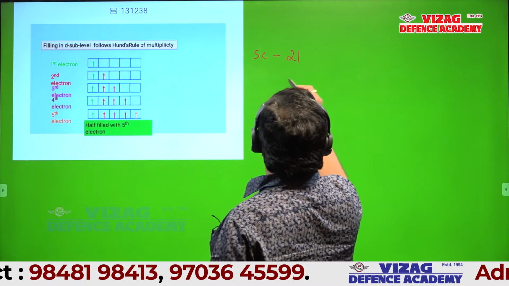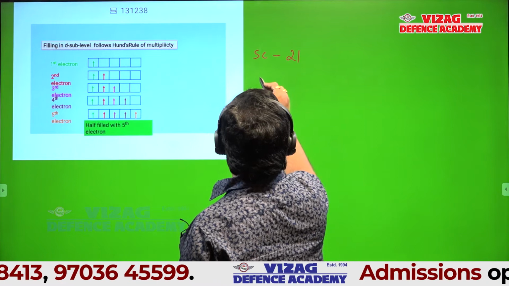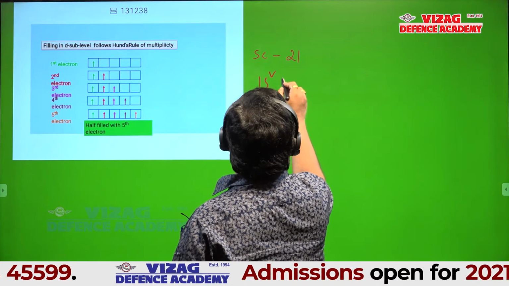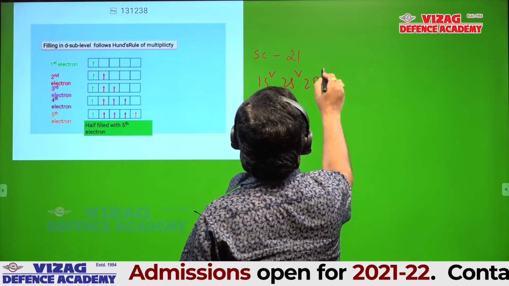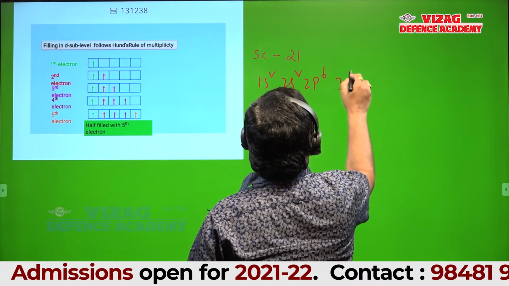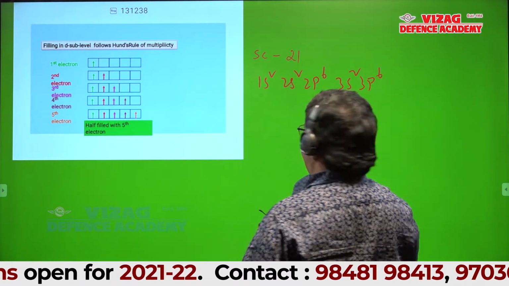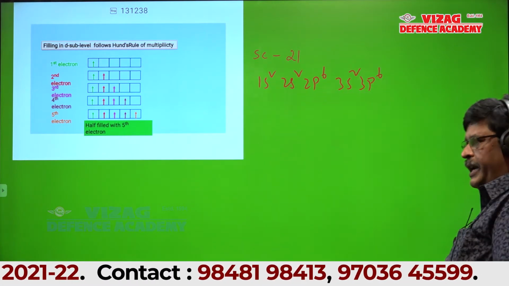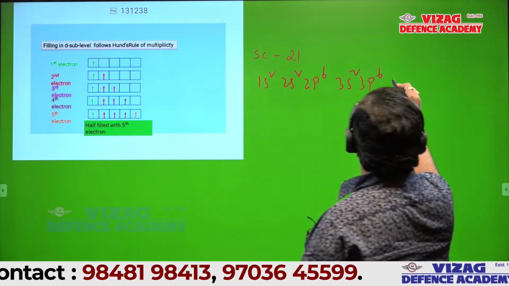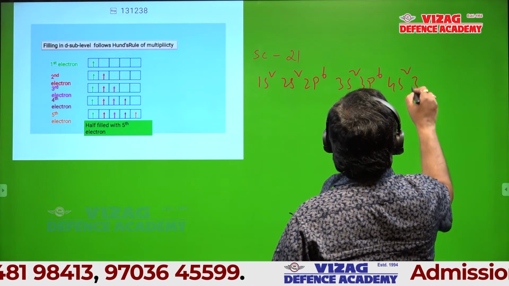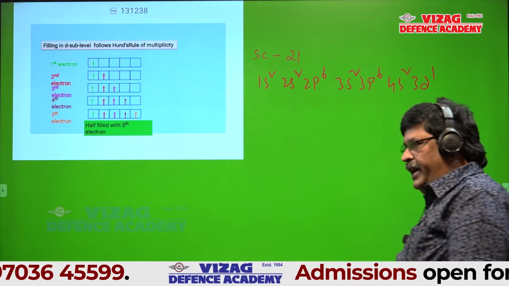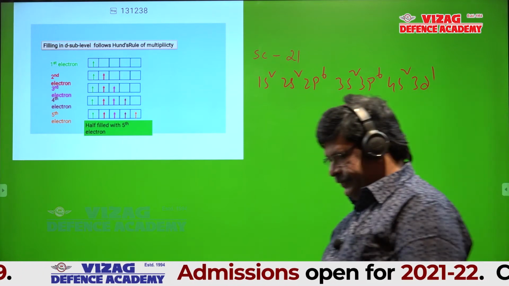So first I'll write that configuration on the board. You just check: 1s2, 2s2 2p6, 3s2 3p6, 4s2 3d1. Is it okay?